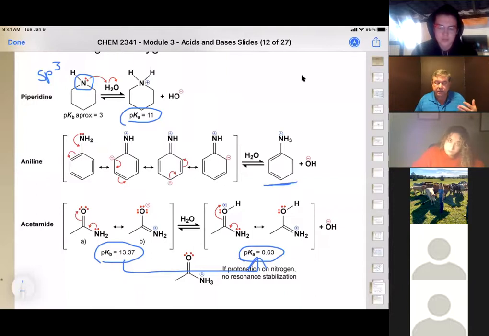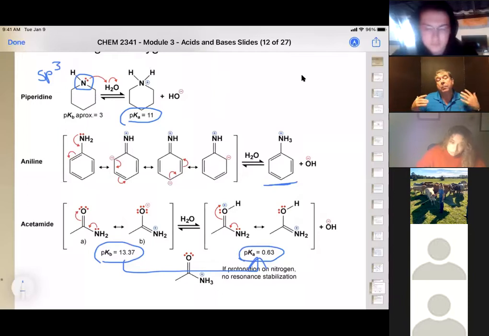So there is a possibility to do this, but notice the proton isn't on the nitrogen. The proton ends up going to the oxygen to stabilize that charge. There's still a positive charge on that nitrogen, but the oxygen is the part that gets protonated. So that's why they are much lower basicity than the other nitrogen-containing compounds. Okay.